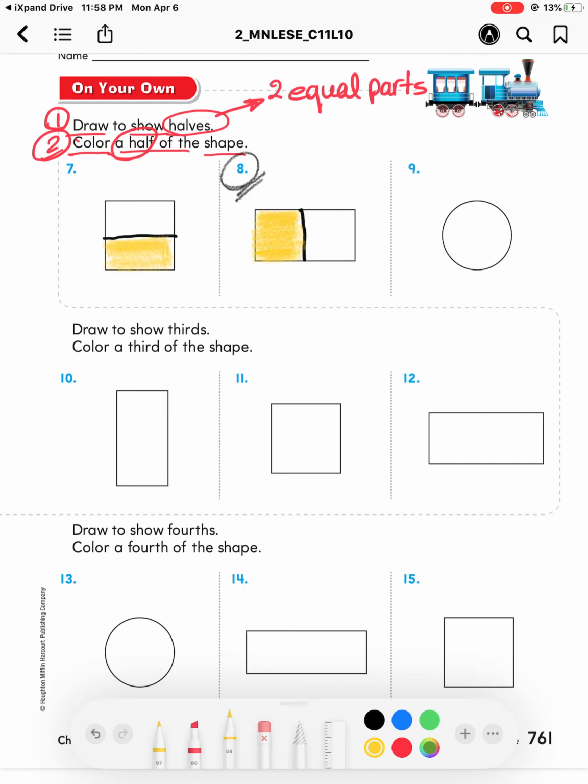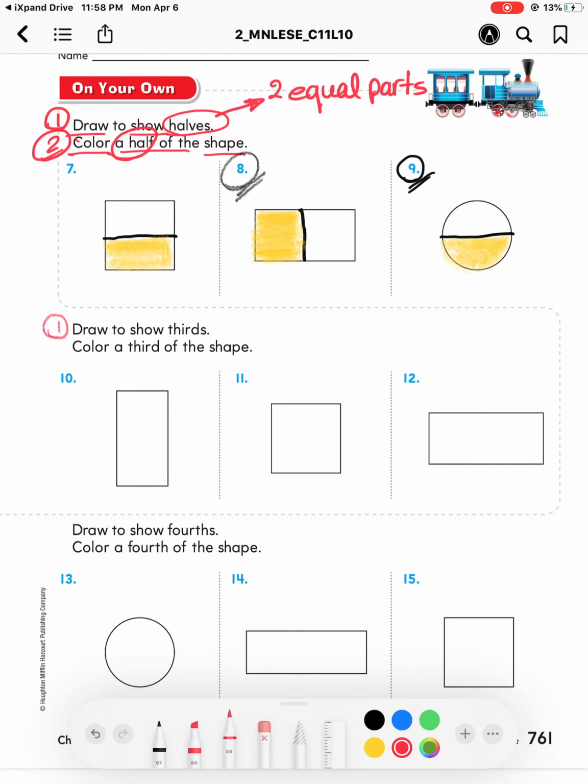Okay, good job. Now the last shape here, it's a circle. And we need to divide the circle into how many parts? 2 equal parts. To have halves. Then we have to color half of the shape. So we will divide the circle like this. And then we have to color half of the shape. Half of the shape like this. Half of the circle. Okay? Now let's move to the next question.